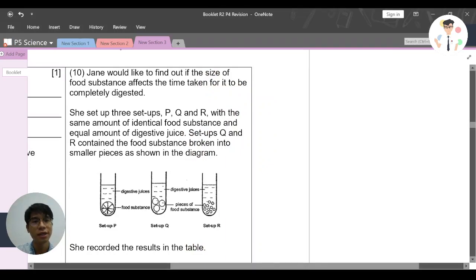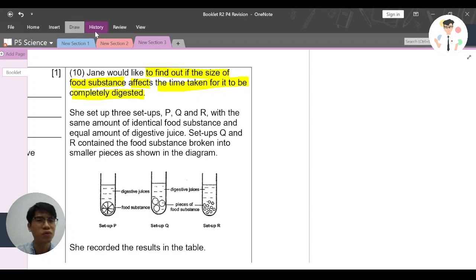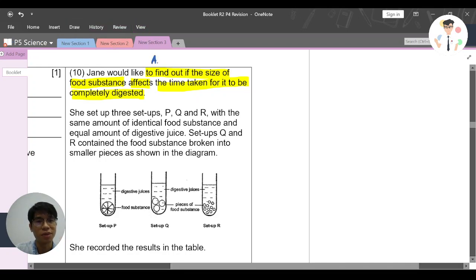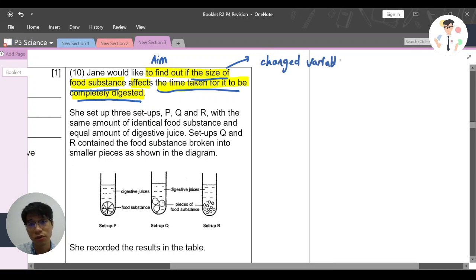So let's read together. It says that Jane would like to find out if the size of the food substance affects the time taken for it to be completely digested. Again, when you see the words "to find out if", you know that it is basically the aim of the experiment. This statement tells you the changed variable, something that has to be changed for us to test the effect. This is the result that we are trying to see here.